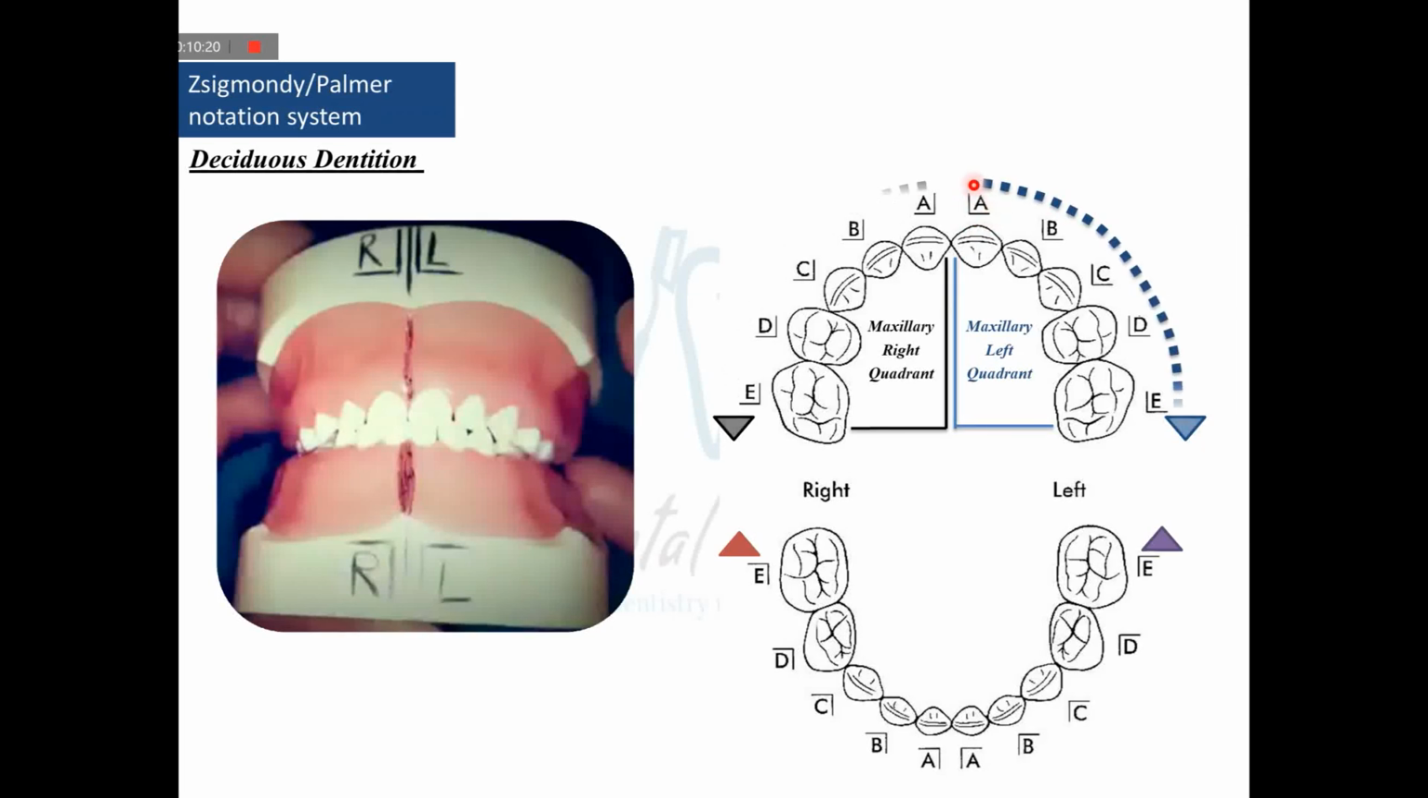So representing again the same way for the maxillary left central incisor, which is mentioned as A inside that symbolic representation, lateral incisor as B inside that symbolic representation, canine represented as C inside that symbolic representation, first deciduous molar of the maxillary left quadrant represented as D inside that symbolic representation, and lastly the second deciduous molar of the left quadrant represented as E inside that specific L-shaped symbolic representation.